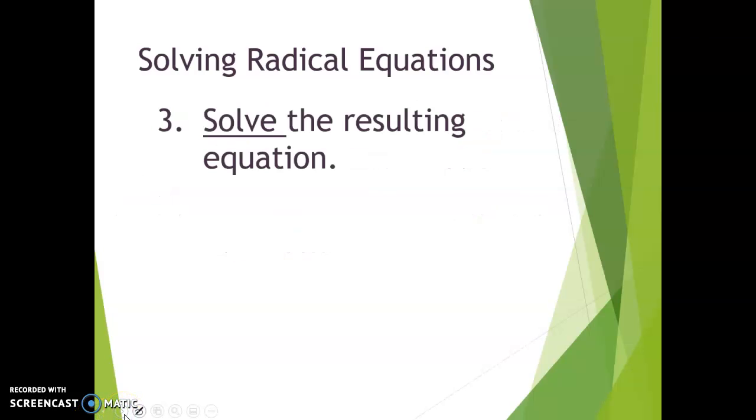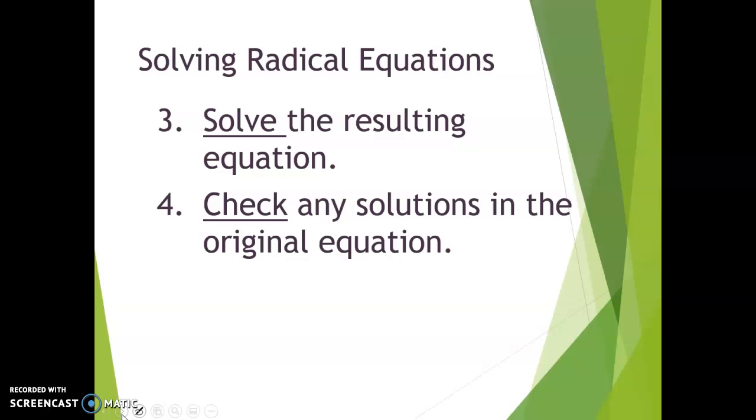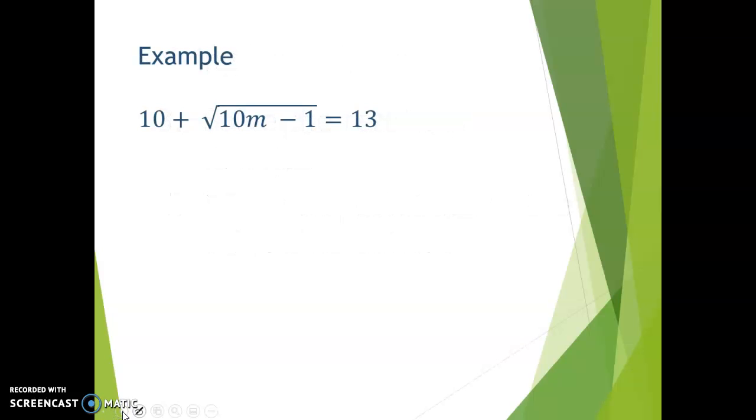After we've squared both sides, we will then solve the resulting equation by solving for the variable, isolating the variable, following all the steps like we did in our review at the beginning of this lesson. Finally, we will check any solutions in the original equation to make sure none of our solutions are extraneous. Let's put those steps into practice by solving this one together.